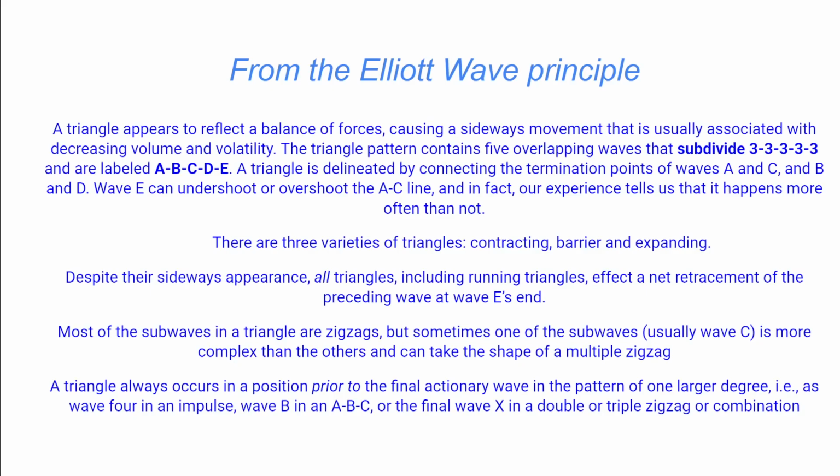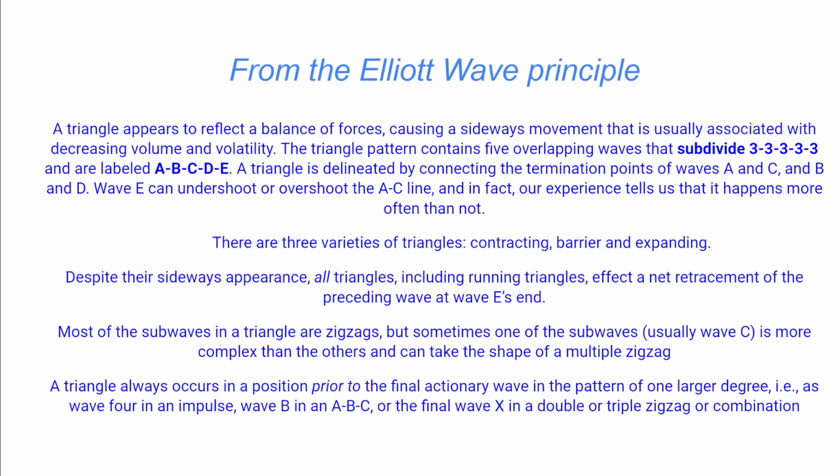The triangle pattern contains 5 overlapping waves that subdivide 3, 3, 3, 3, 3 and are labelled A, B, C, D, E. The triangle is delineated by connecting the termination points of waves A and C and B and D. Wave E can undershoot or overshoot the AC line, and in fact our experience tells us that it happens more often than not. There are 3 varieties of triangles: contracting, barrier and expanding.